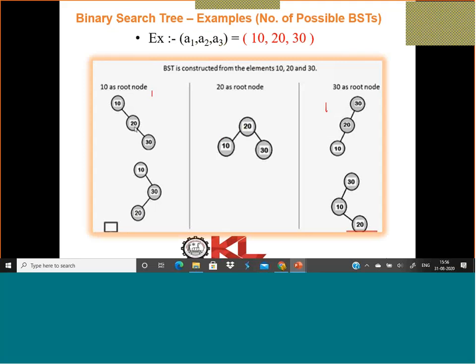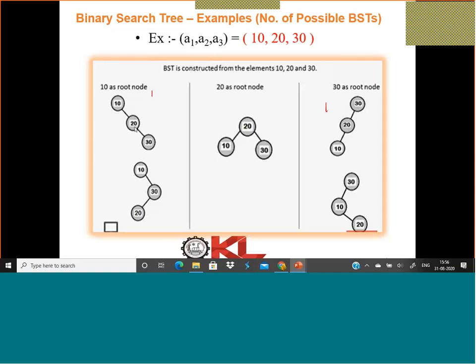So look at a simple example here. There are three elements: A1, A2, A3 equal to 10, 20 and 30. By using three nodes, I can generate many trees. There is a mathematical formula to know how many trees we can generate. Here, if you take a simple three-element binary search tree, I can construct a total of 5 binary search trees for the given 3 elements.